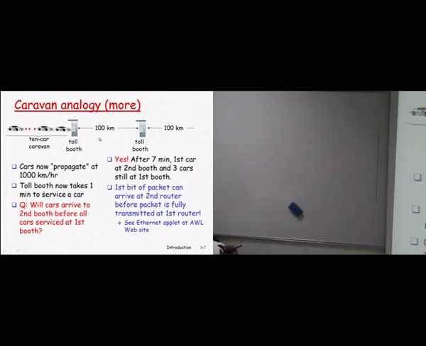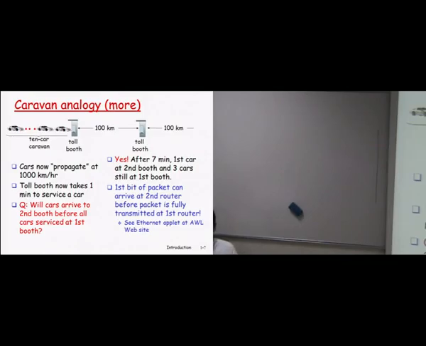The first bit of the packet can arrive at the second router before the packet is fully transmitted at the first router. So 10 cars in the caravan means 10 bits in the packet. The first bit of the packet has arrived at the second router, and still 3 bits are being processed at the first router. Clear? Transmitted at the first router.